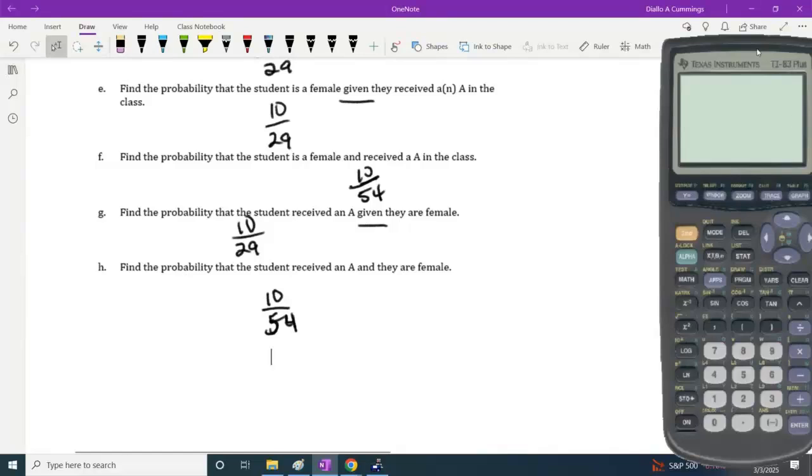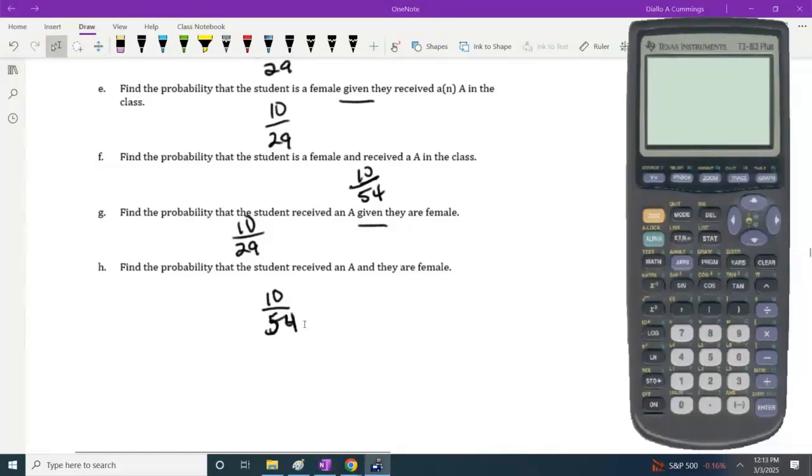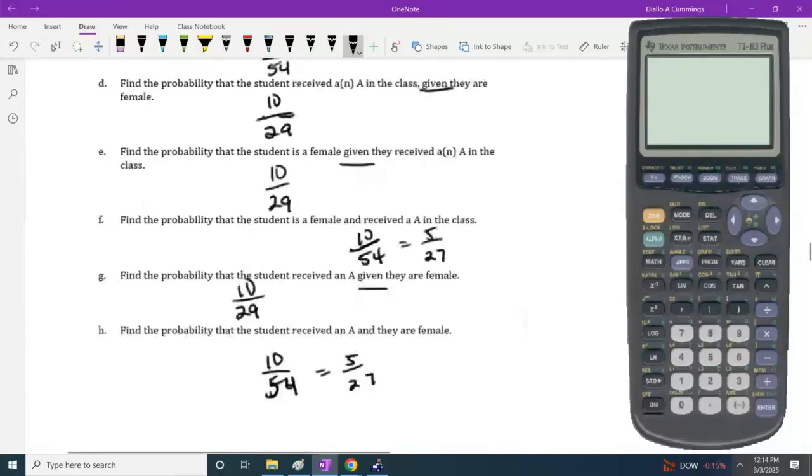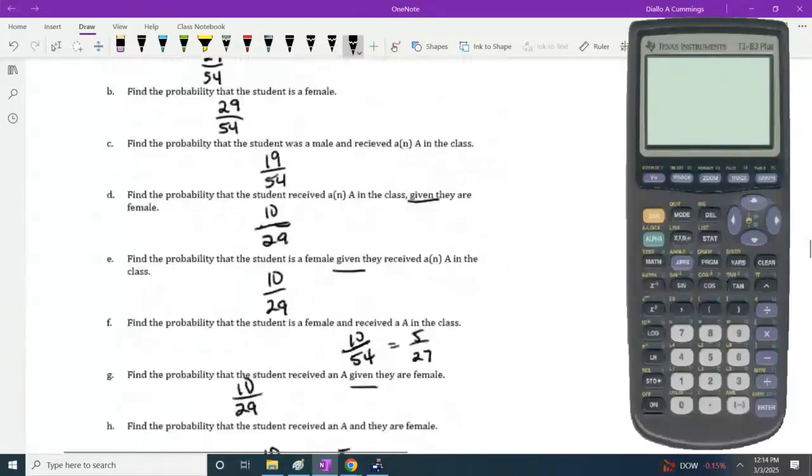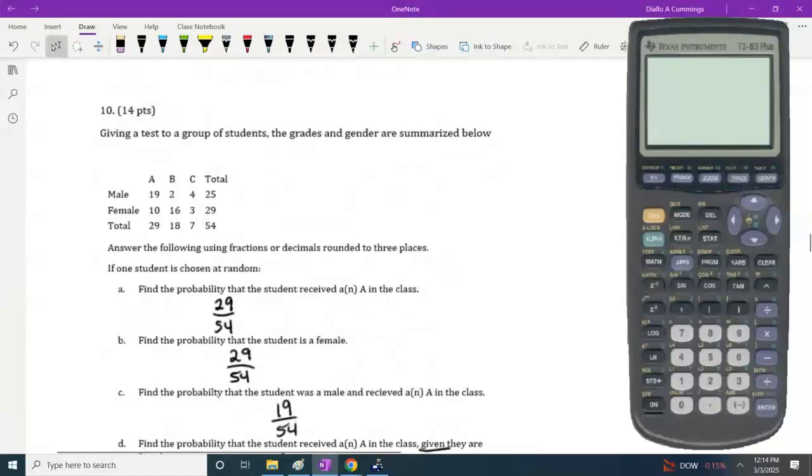And I guess I should reduce that. So if I reduce both of these things by 2, that'll be what? 5 over 27. And I think I'll reduce this one too. All right. Yeah, just make sure you reduce. I may not. Yeah, I reduced everything. All right. Any questions about 10? It's worth 14 points.